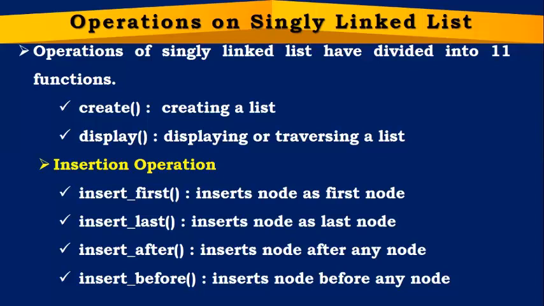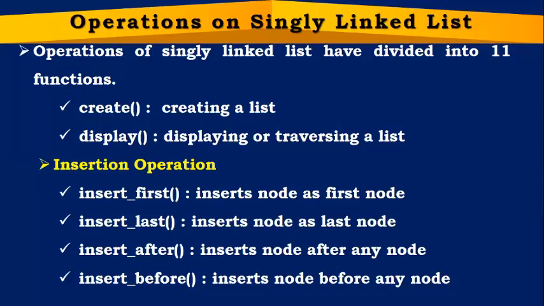That's the reason I'm dividing this insertion operation into four functions, so that the code becomes very simple and you can easily understand. For inserting a node as a first node, what's the logic to be used? Inserting a node as a last node, what's the logic to be used? After any node, what's the logic we need to use? Before any node, what's the logic we need to use?